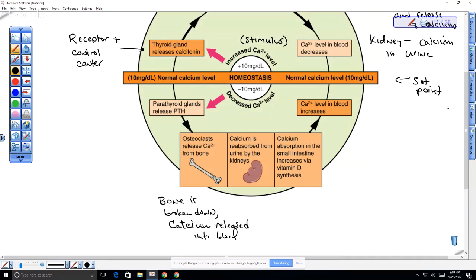In the kidneys, calcium is retained by the kidneys. And we absorb more calcium in the small intestine. And then that's going to have a negative feedback level, and that's going to bring the calcium levels back up to their set points.